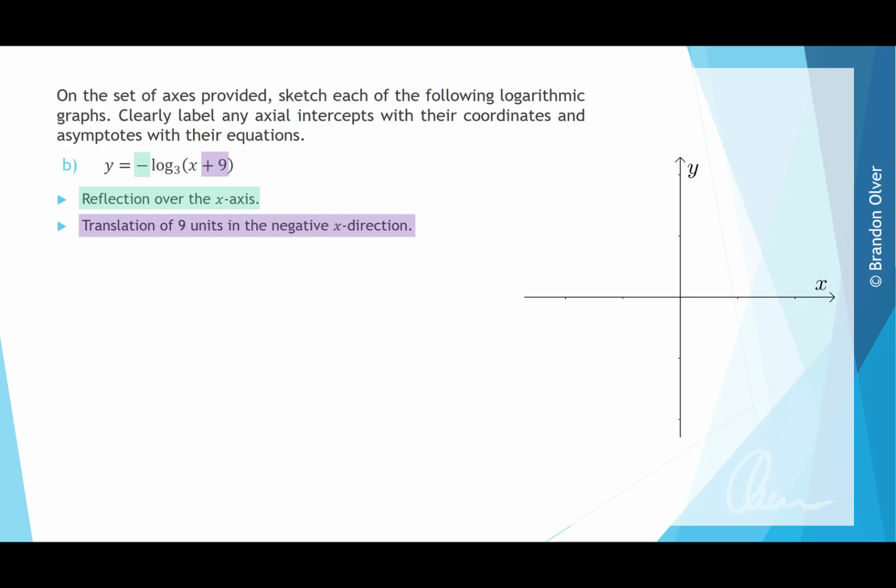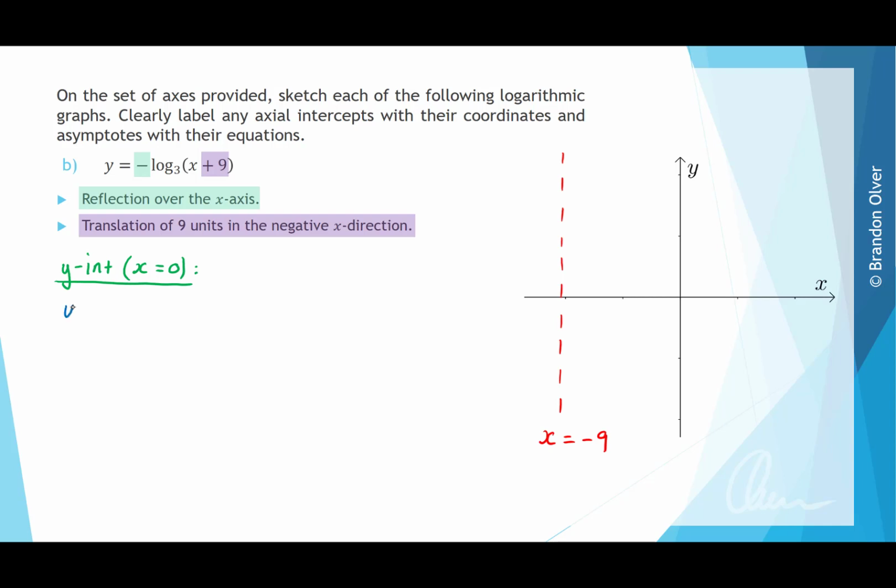And now because of this translation of 9 units in the negative x direction, instead of having an asymptote at x equals 0, there's now going to be an asymptote at x equals negative 9. Next we need to find any axial intercepts if they exist. The first thing we're going to do is look for the y-intercept, and that occurs when x is equal to 0 in our rule.